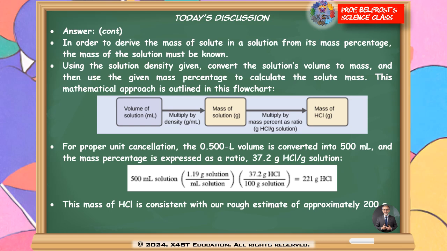So actually we need to follow the procedure as shown. We have 100 milliliter solution times 1.19 gram solution per milliliter solution times 37.2 gram of chloric acid, which is the molar mass, over 100 gram of solution, and yields 221 gram of chloric acid. And this is very near to our rough estimate, which is approximately 200.